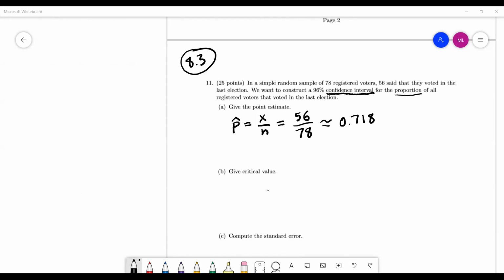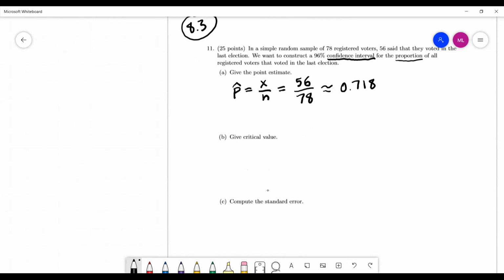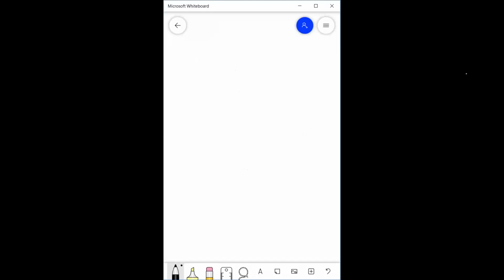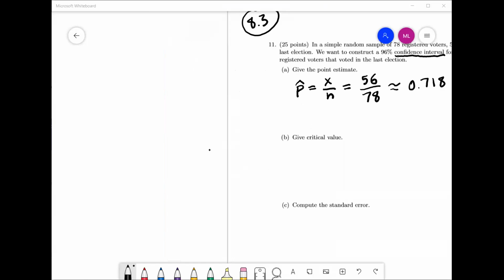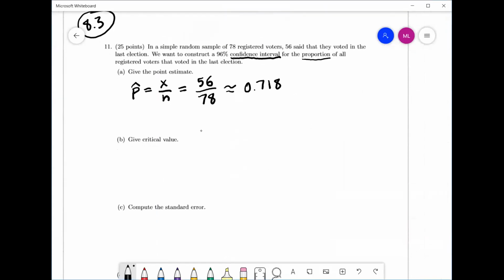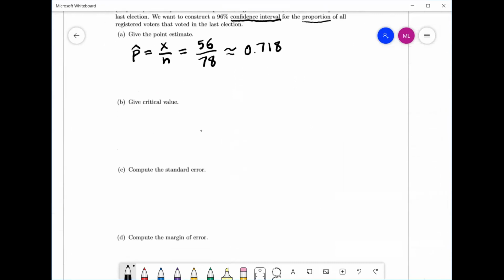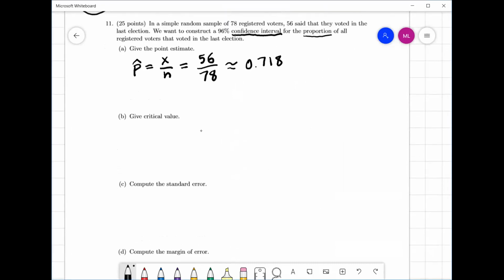I also want to give now, next for step 2, the critical value. In fact, let me see if I can do this. There we go. Can have them on the screen at the same time. So the next step is to give the critical value. And this one's a little bit tricky.